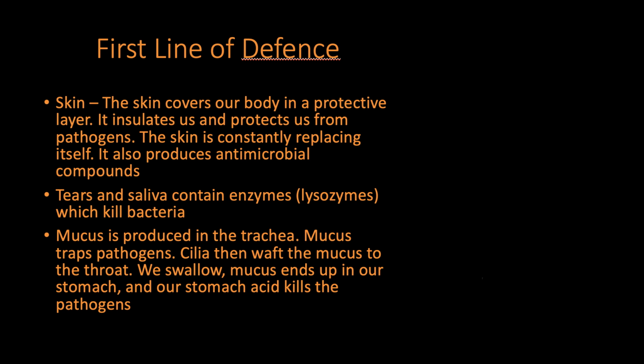So that's all well and good. Okay, so tears and saliva contain enzymes which kill bacteria, right? Those enzymes are called lysozymes, so that's something useful. Mucus is also produced, right? So when you have phlegm and stuff like that, that is actually mucus. What it does is it's really sticky and it traps pathogens inside it, and then we can swallow them. Once we swallow them, they're in the stomach. Well, the stomach is full of stomach acid, and stomach acid kills all those pathogens, and that's all good.